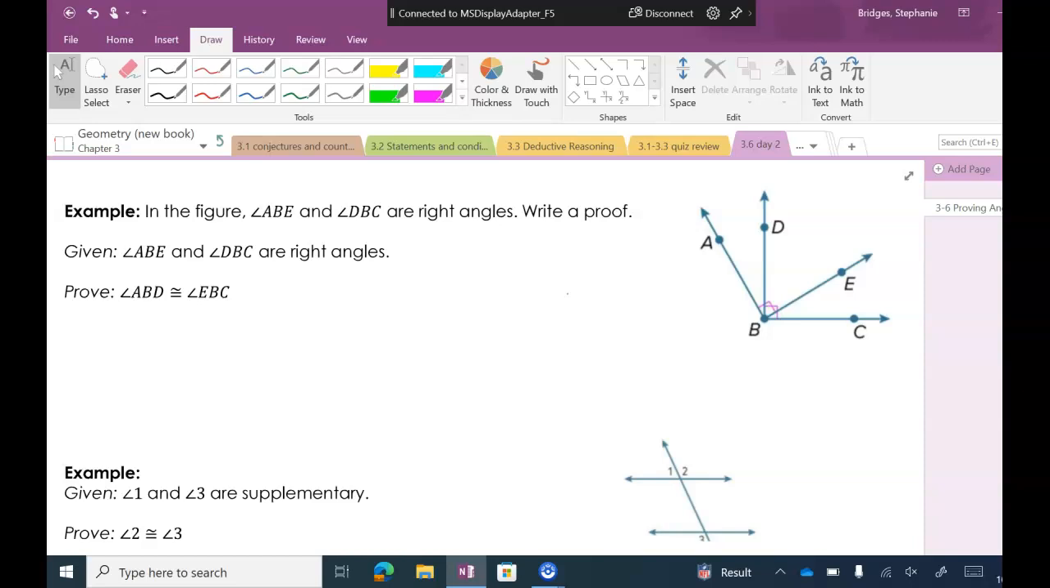Okay. In a proof, what is my first statement and my first reason always going to be? So let's go ahead and get that set up.